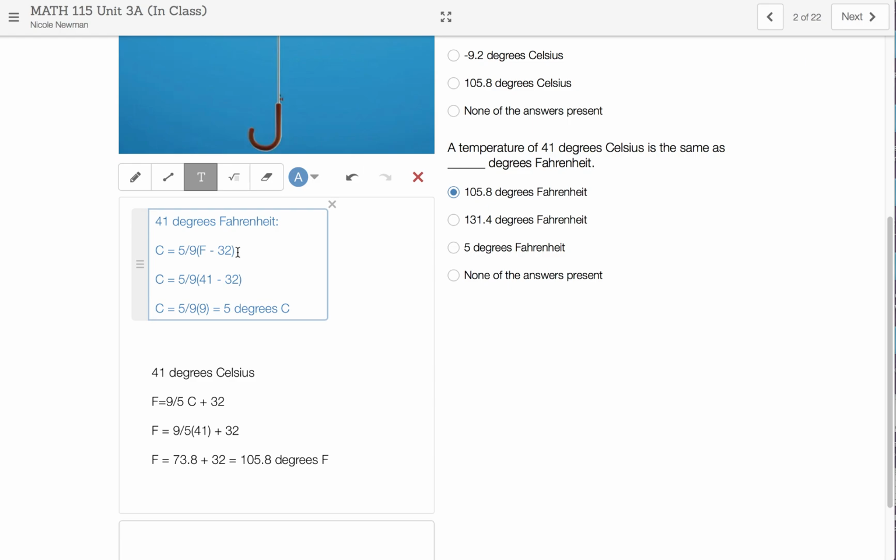If we start with 41 degrees Fahrenheit, we would probably grab the equation that starts with C equals because we want to find Celsius. And then I plug in the 41 where the Fahrenheit temperature is, do the part in parentheses first, multiply by 5/9, and get 5 degrees Celsius.